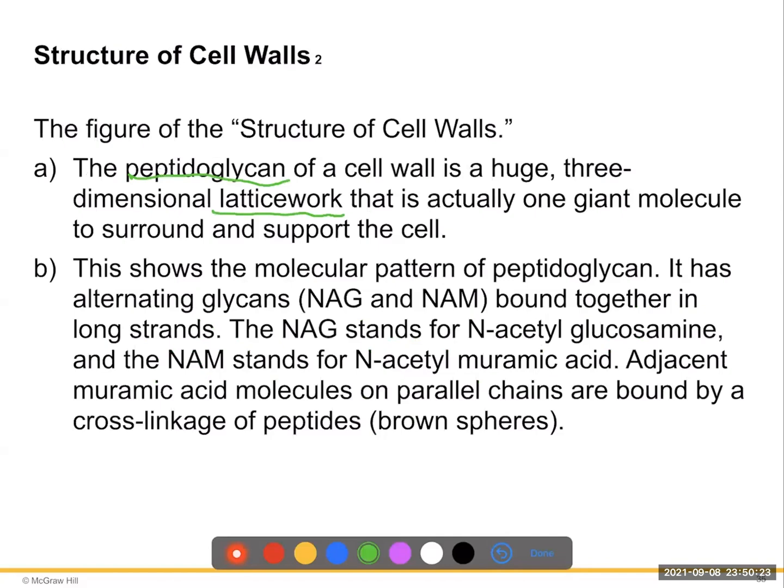Okay? This shows a molecular pattern of the peptidoglycan. It has alternating glycans, NAG and NAM. NAG is N-acetylglucosamine and NAM is N-acetylmuramic acid. Those are the two alternating glycans that make up this peptidoglycan. It's bound together in long strands. The muramic acid molecules on parallel chains are bound by cross links of the peptide.